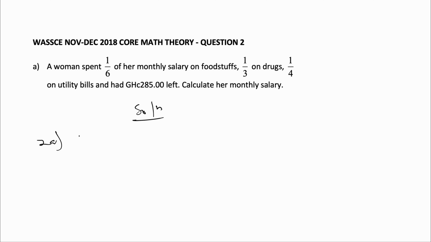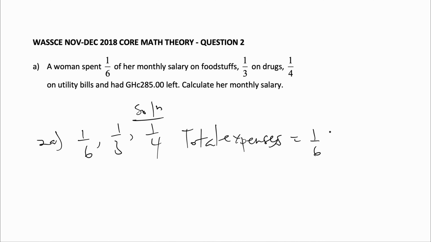So we know that she spent 1/6 on foodstuffs, 1/3 on drugs, and 1/4 on utility bills. So her total expenses in terms of fraction will be equal to 1/6 plus 1/3 plus 1/4. And that will be equal to 3/4. Alright, so we know that the total fraction that we can have is 1.